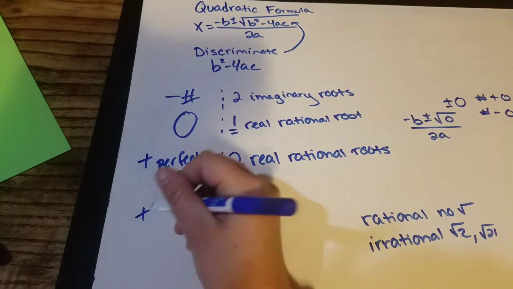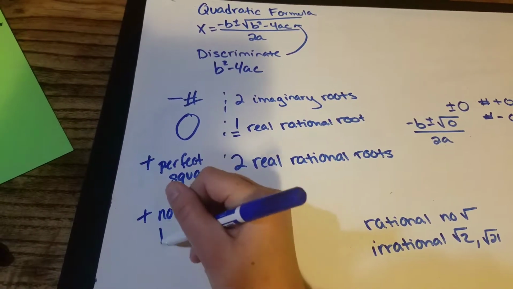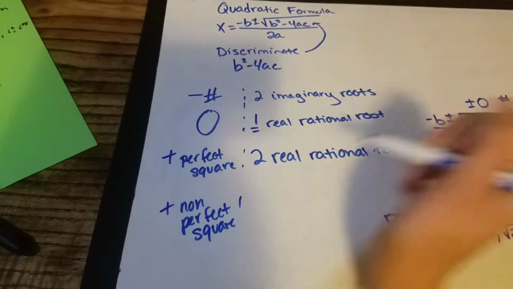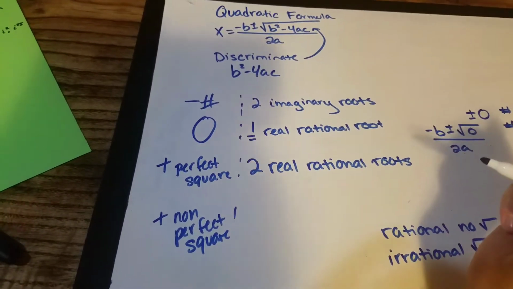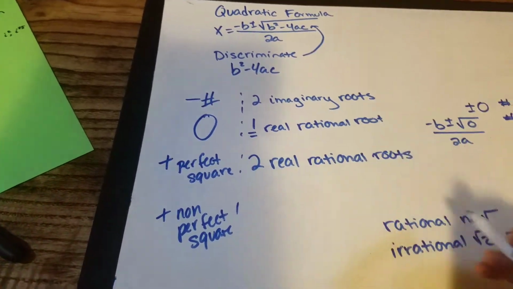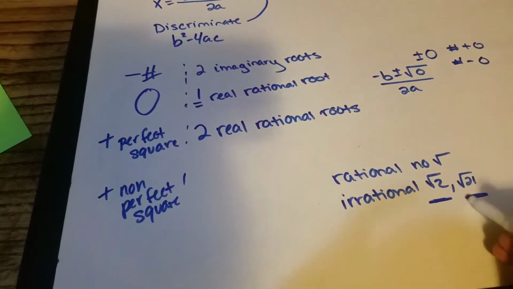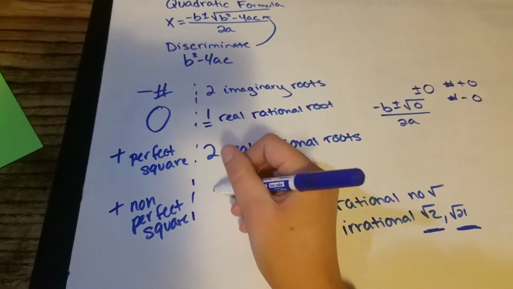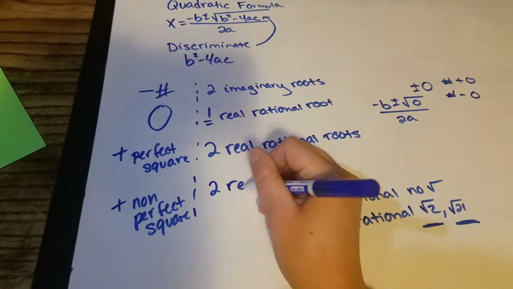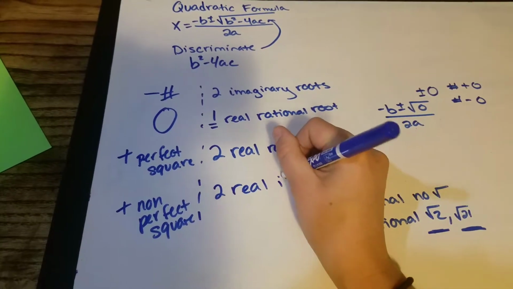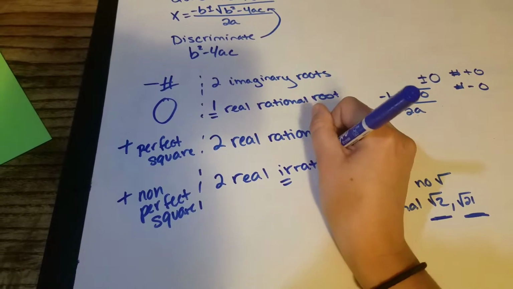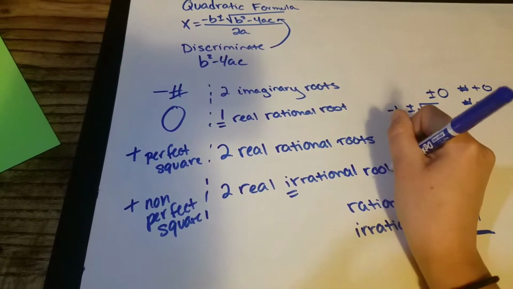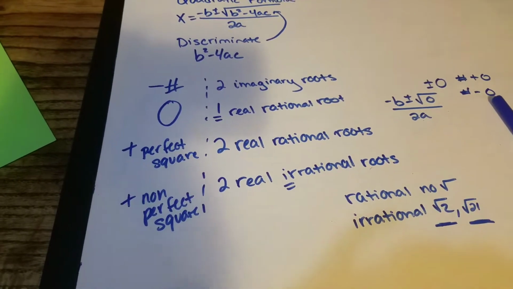And then the last one is a positive, but non-perfect square. If it's a non-perfect square, maybe we can reduce it and pull out a 2 or something like that, but at the end of the day, you're going to have the square root of 2 or the square root of 21 or the square root of 7 still left over. So we're going to have 2 roots, again positive numbers, so real. But in this case, it's irrational because you're going to have a square root left in there. And when you have a square root, your decimals are non-repeating and non-terminating.